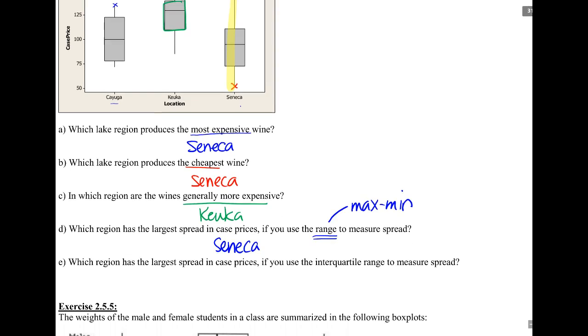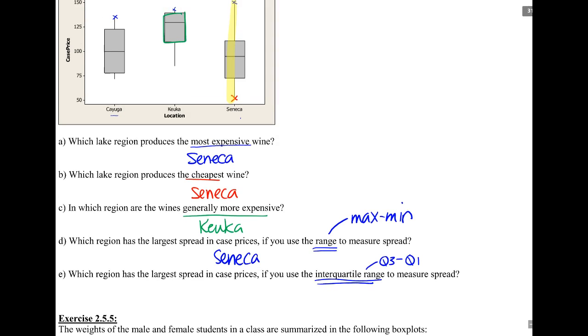And then our last one, which region has the largest spread if you use the IQR, the interquartile range? Remember, this is Q3 minus Q1. So now we're not looking at the overall spread. We're looking at just from Q3 to Q1, basically the length of the box portion of the box plot. And looking at these 3 box plots, it appears that our largest IQR is in Cayuga.